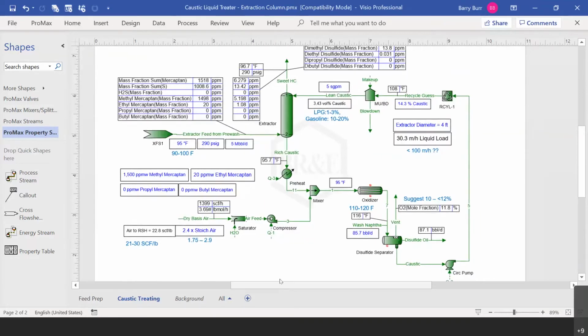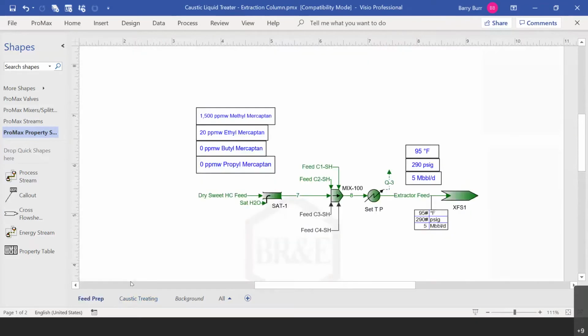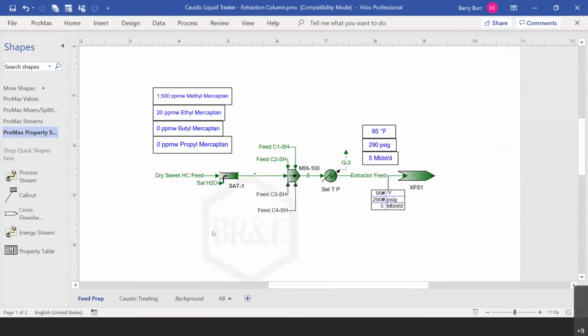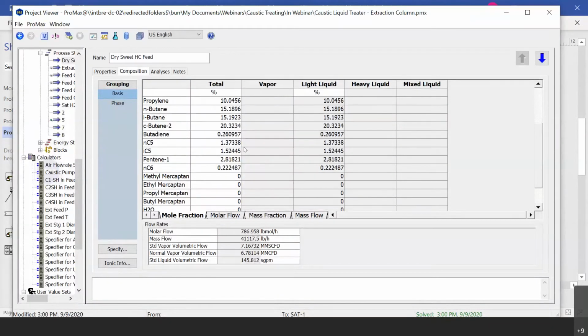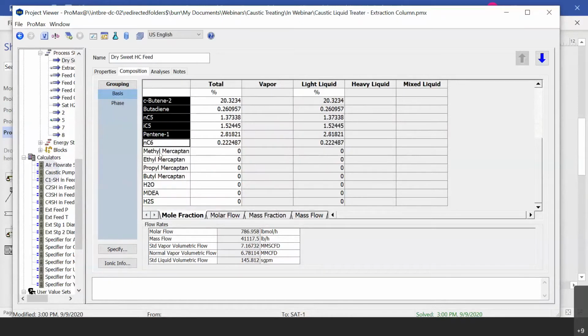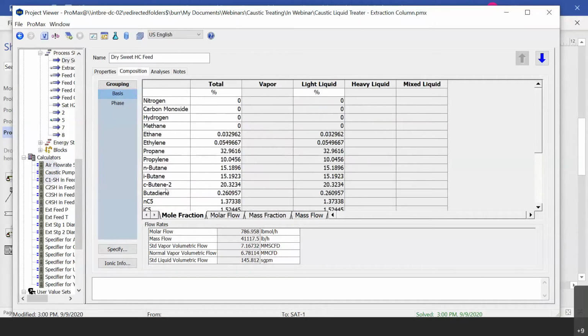You see here's the main process flow sheet. We have another flow sheet upstream, which is the feed prep flow sheet. So really the hard part of running this model is defining the feed composition of the hydrocarbon. And if we double click on this, we see that there is a hydrocarbon composition. In this case, we have propylene, butane, isobutane, cis-2-butene, butadiene, NC5. So we have some hydrocarbons, okay? And then we're always going to have these mercaptans, methyl through butyl mercaptan. We're always going to have, in this case, we don't even have our sodium hydroxide yet. That's on the next flow sheet.